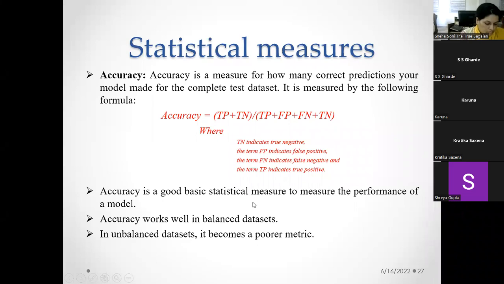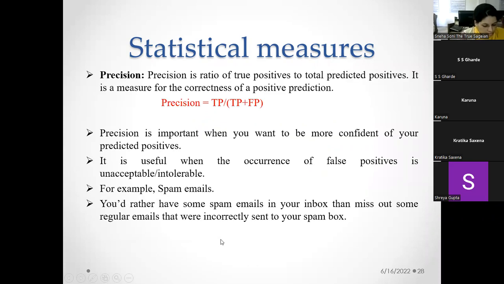Accuracy is a good basic statistical measure to measure the performance of a model, as I already discussed. It works well in a balanced data set, and in an unbalanced data set it becomes a poorer metric. Okay, but in any case you must apply this accuracy statistical measure in your research, whatever it is. Don't forget to add this one.